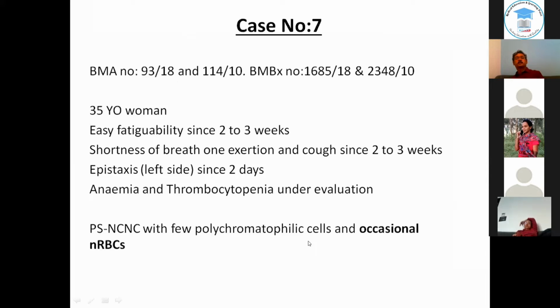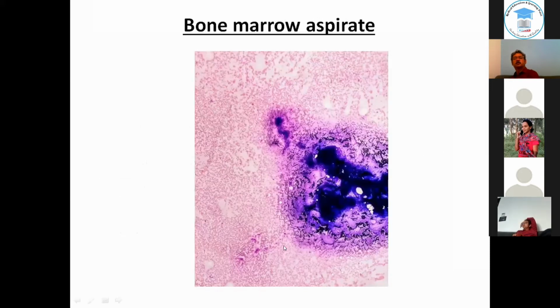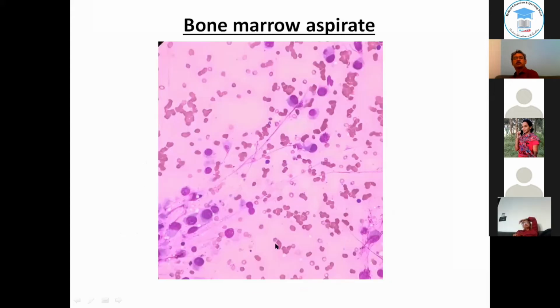So the next case is a 35-year-old woman with easy fatigability, epistaxis, anemia, thrombocytopenia, and the smear shows an occasional NRBC. And this looks like a hypocellular marrow, I guess. I don't see too much. Oh, okay. Yes. We see cells out here which are clearly not hematopoietic.